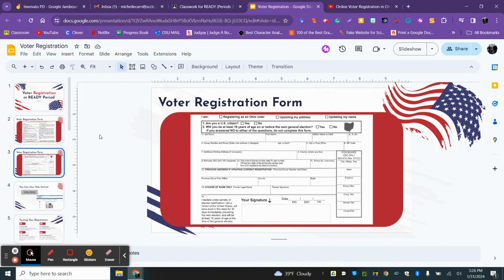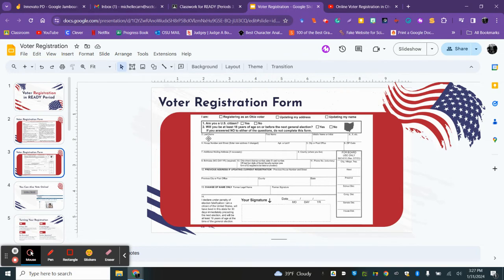Here's the registration form. Whether you have it on a card or on a piece of paper, it'll look the same. The very first thing you're going to do is mark the box, I am registering as an Ohio voter. Are you a U.S. citizen? Mark yes or no. Will you be at least 18 years of age on or before the next general election? Yes or no? And for those that do not know, the next general election will be in November. If you answer no to either of the questions, do not complete this form.